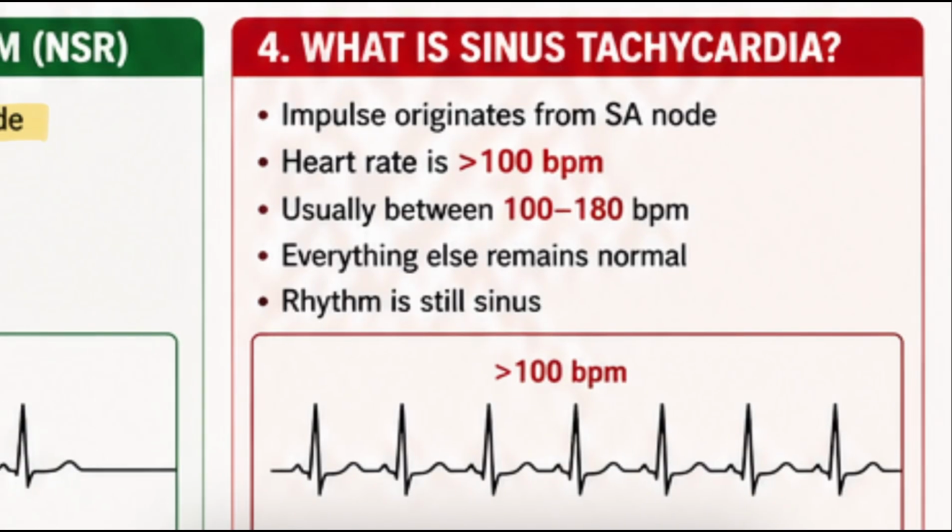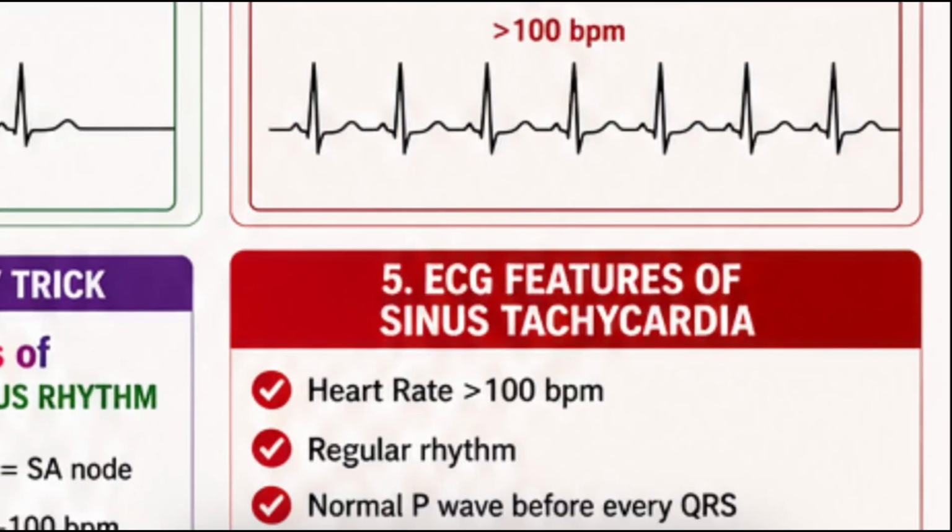Okay. Now what is sinus tachycardia? Sinus tachycardia is a rhythm where the impulse still starts from the SA node, but the heart rate becomes greater than 100 beats per minute, usually between 100 to 180 beats per minute. The important point is that everything remains normal except the heart rate. The rhythm is still sinus.